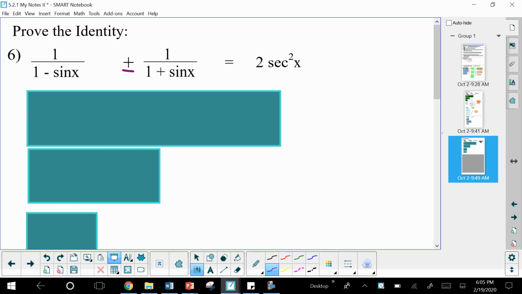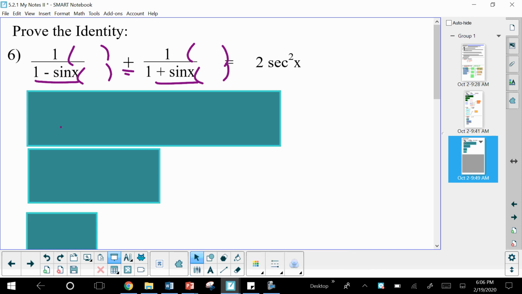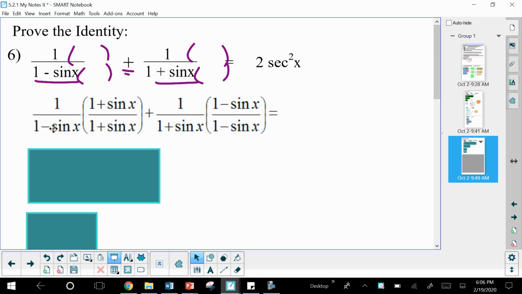I want to add two fractions together. In order for that to happen, the denominators have to be the same. So I'm going to multiply the numerator and denominator of both fractions to get common denominators. So on the first fraction, I'm missing 1 plus sine x, and on the second fraction, I'm missing 1 minus sine x. And again, we use this rule quite a bit when we're adding or subtracting fractions on these proved problems.